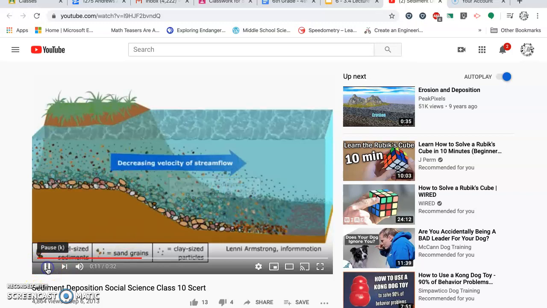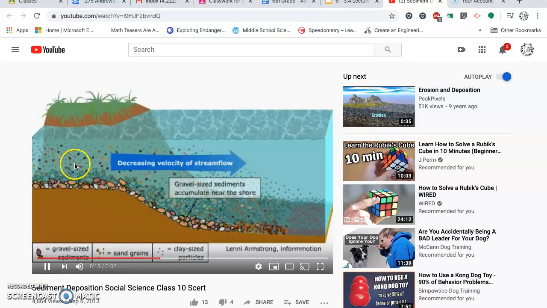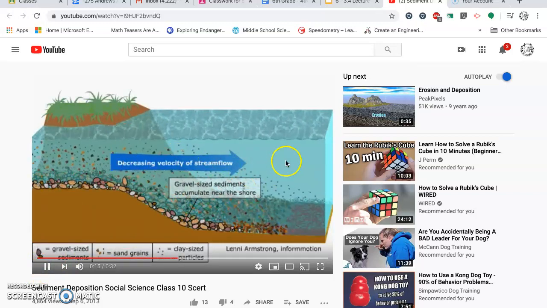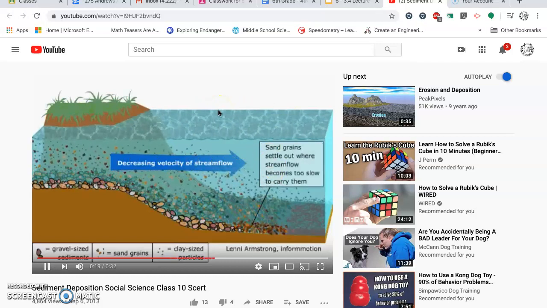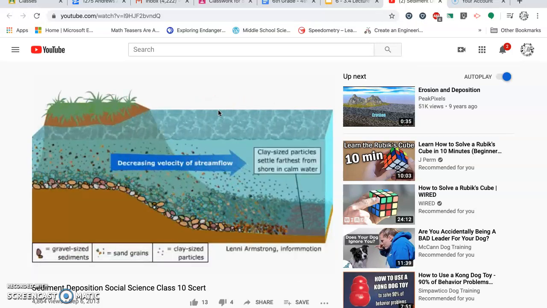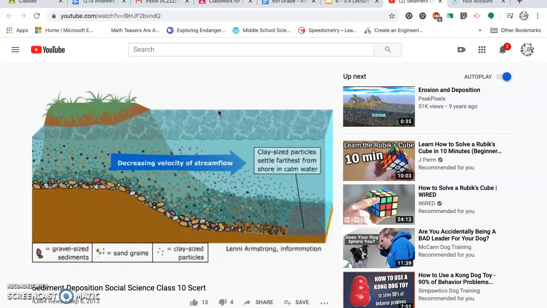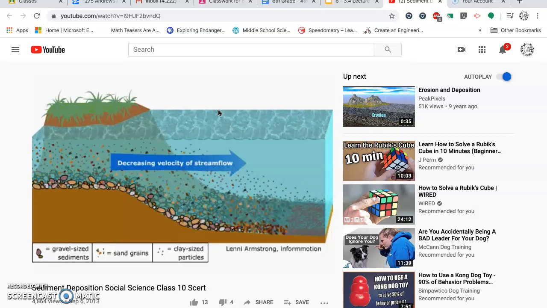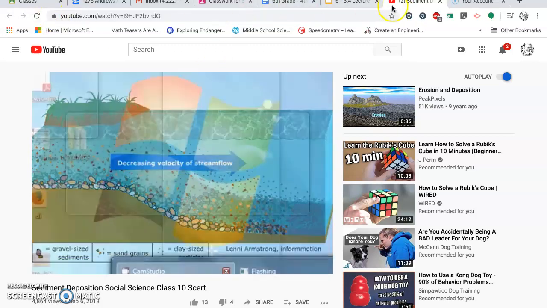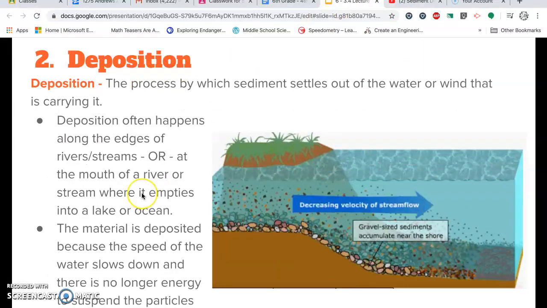So let's just finish watching this. So this is showing you these fast-moving particles. Once it hits this standing body of water, the water no longer has enough energy to suspend the particles in it, and they fall out, and you start to have deposition. So I found that I really liked that little simulation.